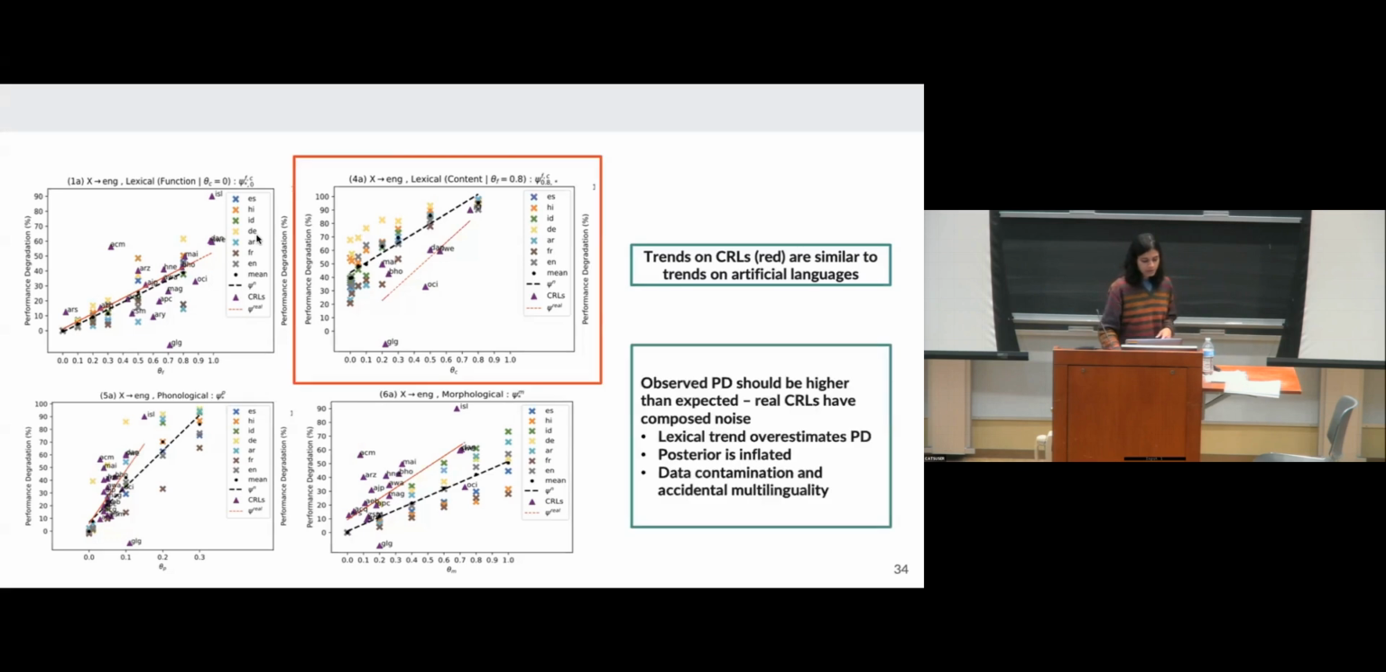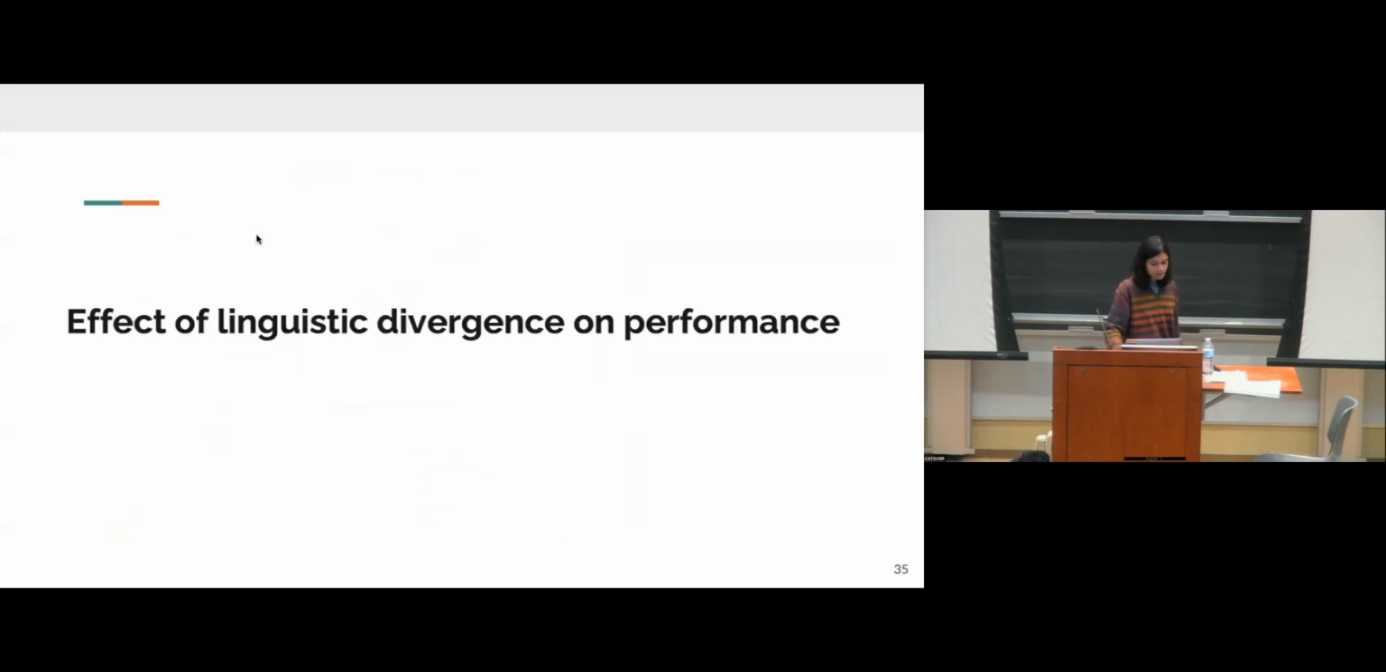And this is a note that, yeah, I don't think we have to go into this, but we would expect that observed PD would always be higher than the one we predicted, because again, all the real languages have different kinds of noise that are all composed together instead of these individual noises over here. But whatever, that's fine.